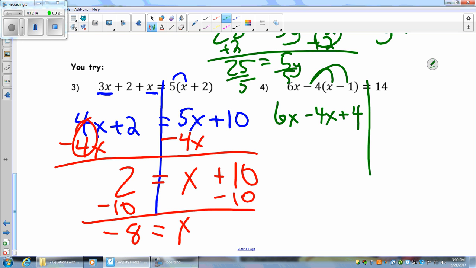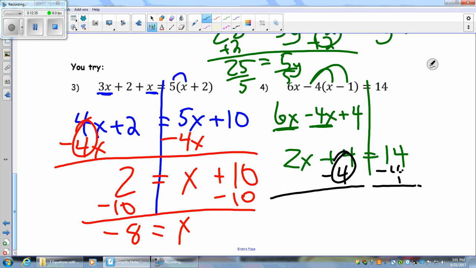Okay, so make your changes if you need to. If not, give yourself a good old pat on the back. You did great. And when I combine that 6x and that minus 4x, I end up getting 2x plus 4 is 14. And now it's actually what type of equation? Hopefully you said two-step. Let's minus 4 on both sides to make that 0. To make it a one-step equation, almost there. Divide by 2, x equals 5.